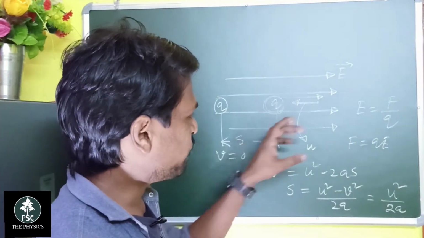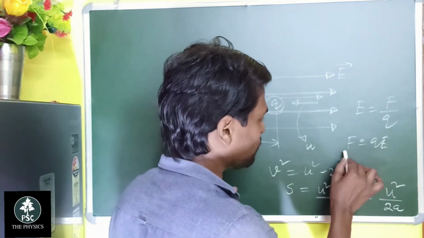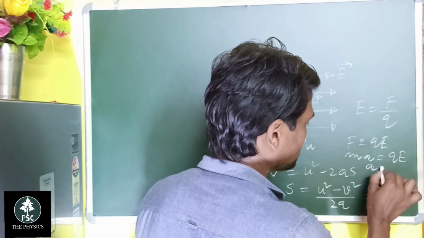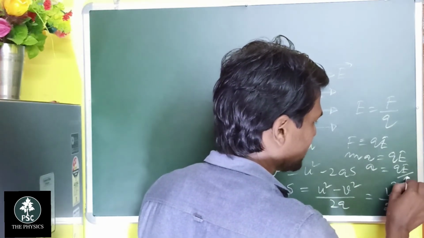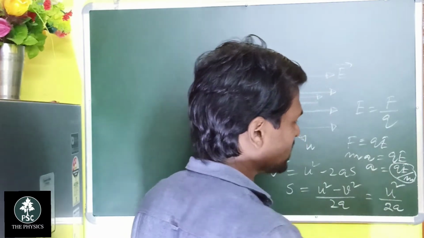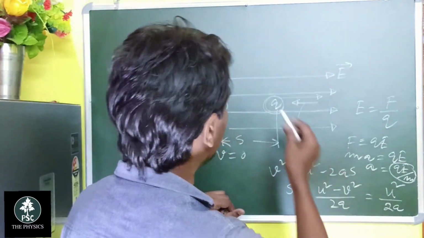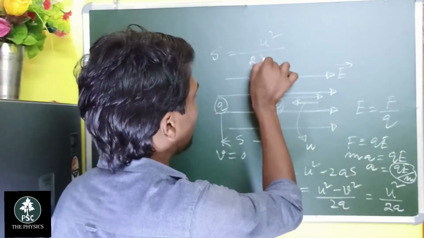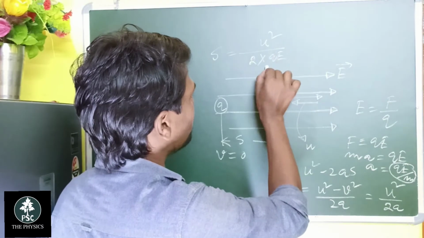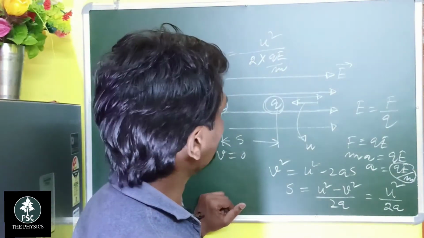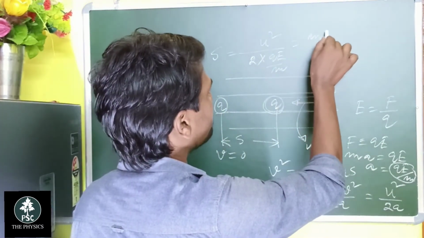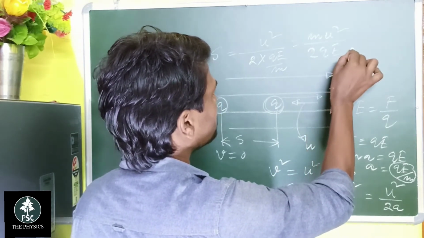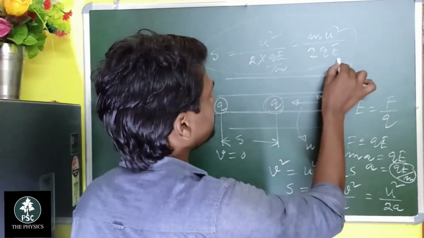so it is u square by 2a, since the final velocity is 0. But here the force is F equals qE, so force equals mass into acceleration, we know that, and this is qE, so acceleration equals qE by m. You can substitute here, so s equals u square by 2 into acceleration, that is qE by m. So s equals m u square by 2qE. So this is the final answer.